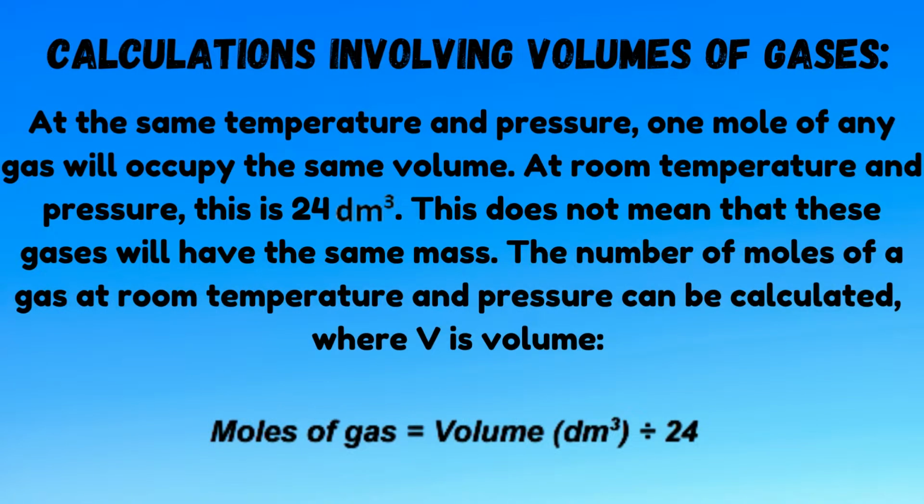And if there is volume, at the same temperature and pressure, 1 mole of any gas will occupy the same volume. At room temperature and pressure, this is 24 dm³. This does not mean that these gases will have the same mass. The number of moles of a gas at room temperature and pressure can be calculated, where V is the volume. Moles of gas equals volume in dm³ divided by 24.